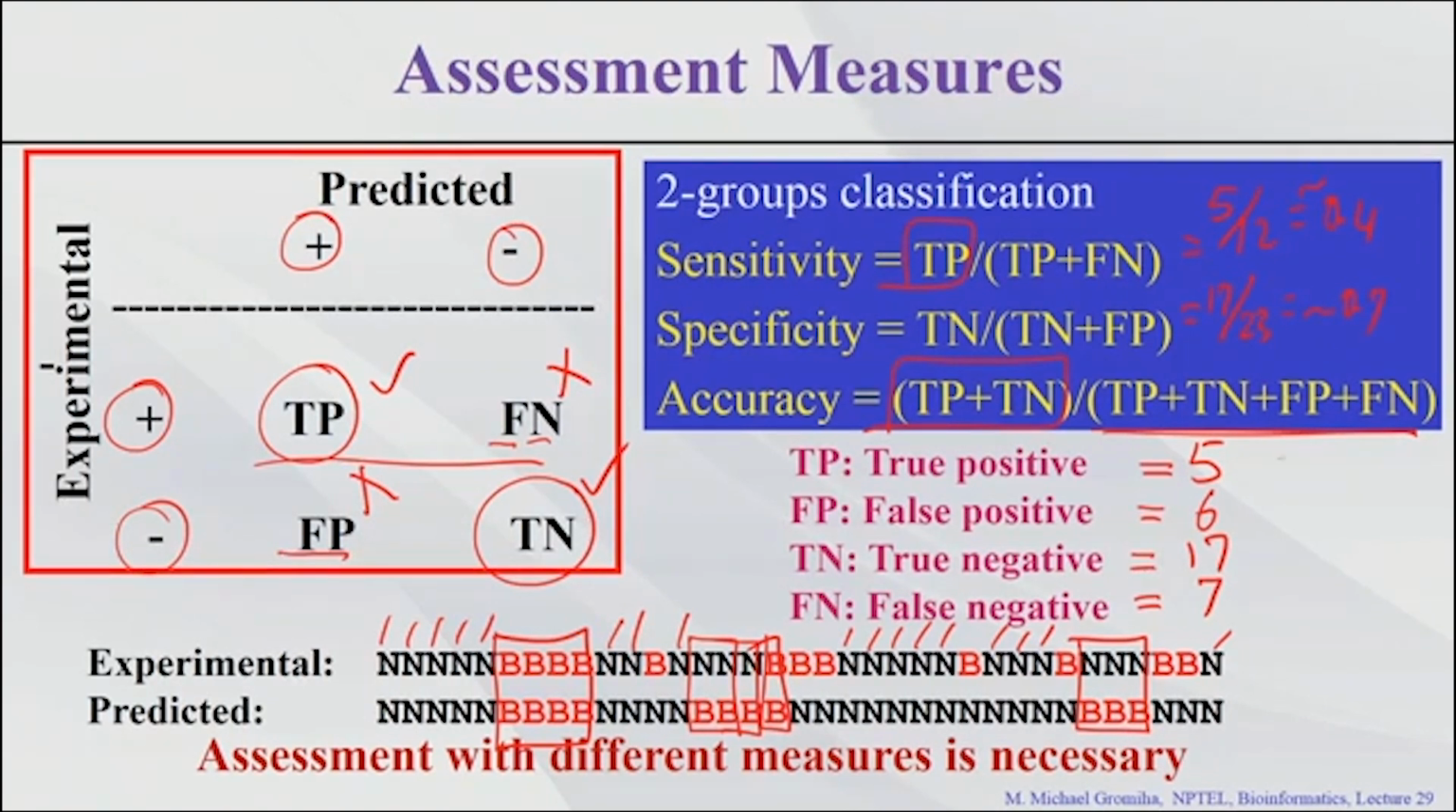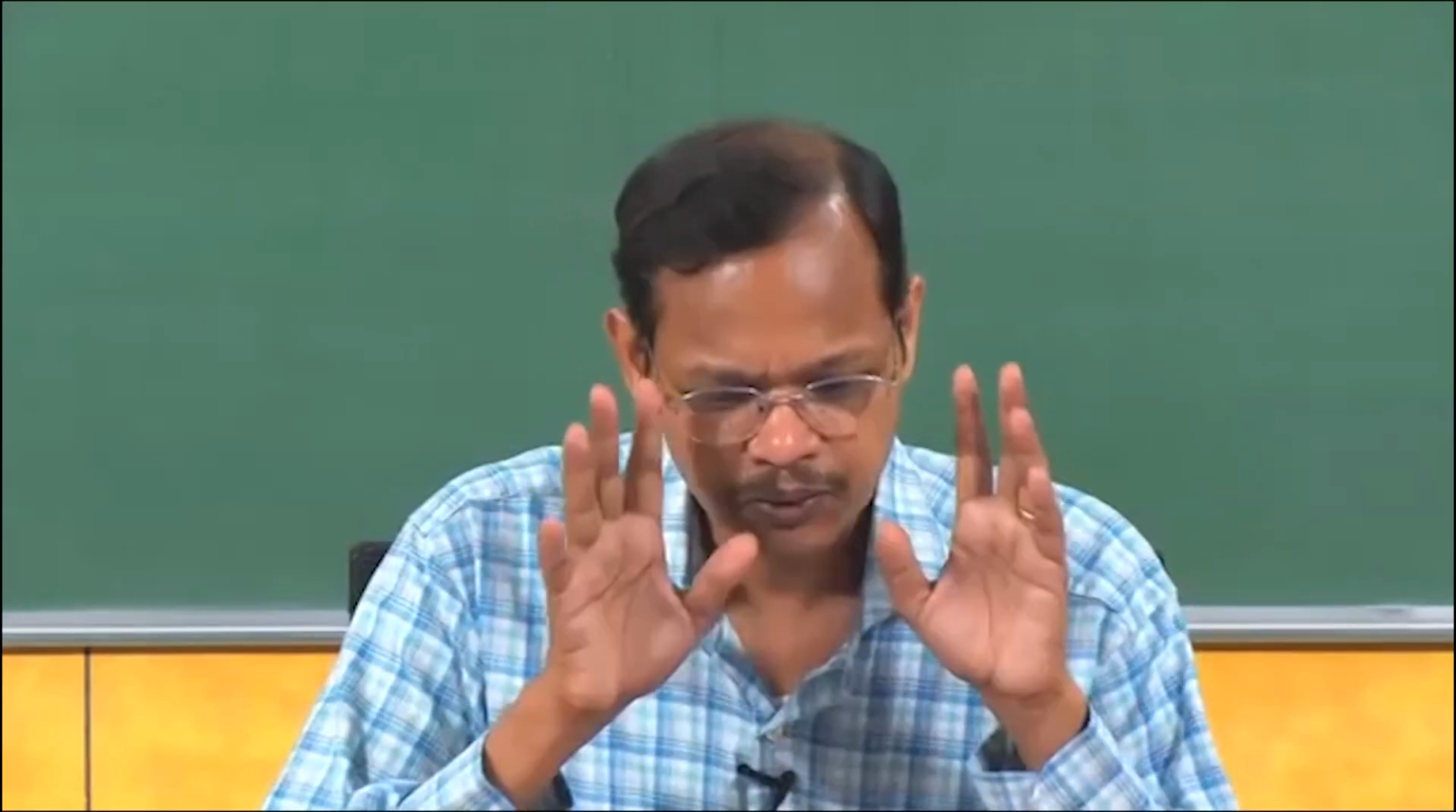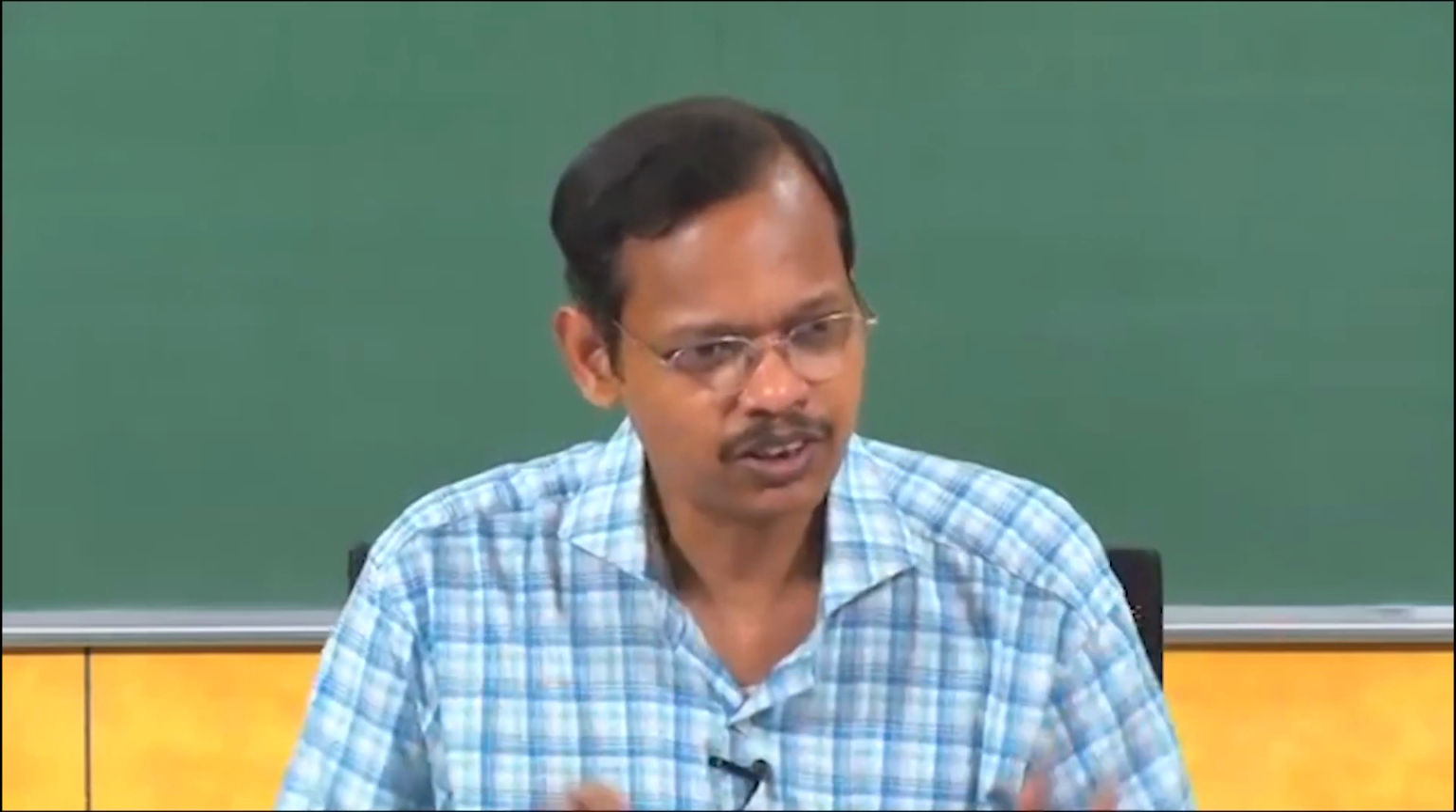Right. So, that is accuracy, true positive plus true negative, 22 divided by 35, right. This is approximately 0.6, okay. So, now we can see that it is biased toward predicting the true positives or excluding the true negatives, right.